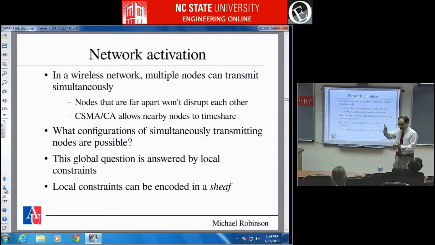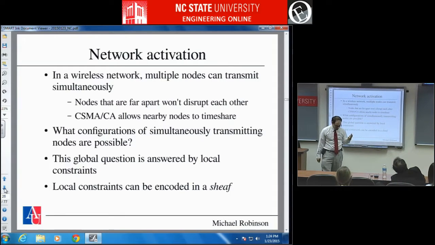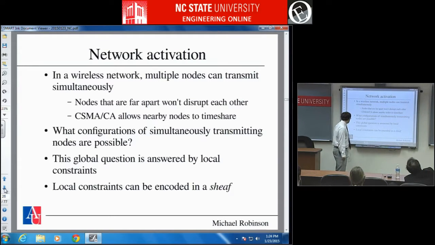My media access, when I'm accessing the media, is something that depends on two things. First of all, the spatial separation, and the second, the temporal separation. I'm not asking, hey, do I have to communicate with the entire network? I just ask locally. A good example of a non-local network protocol, fortunately not used very much anymore, is token ring. I've got to wait until the token comes back to me through the entire network before I can talk. Not so with the carrier sense kind of media access. And these local constraints, then, I can encode them in a sheaf. So let me show you how to do that.